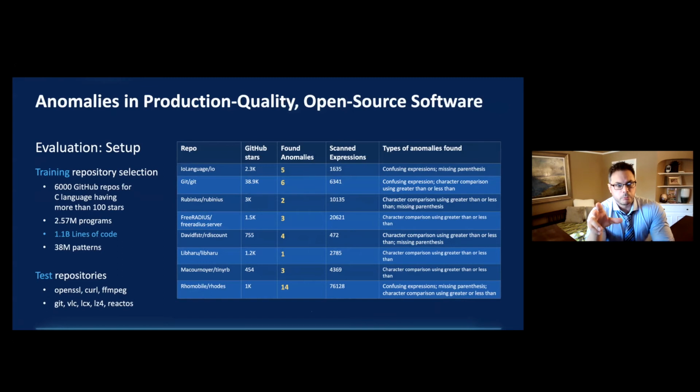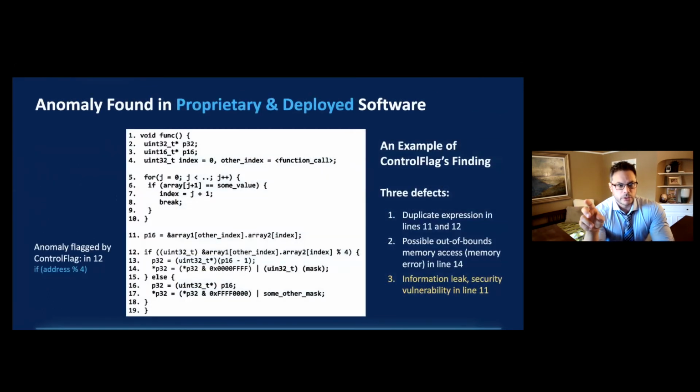But we also looked at proprietary software, so I can't tell you where this code comes from. What I can tell you is it is deployed, and it has three vulnerabilities that ControlFlag found. The third one is probably the most dangerous. Just very quickly, it's a jump. The second array is actually not a fixed array. It's a dynamically allocated pointer, but there's no check on the upper bound of the index.